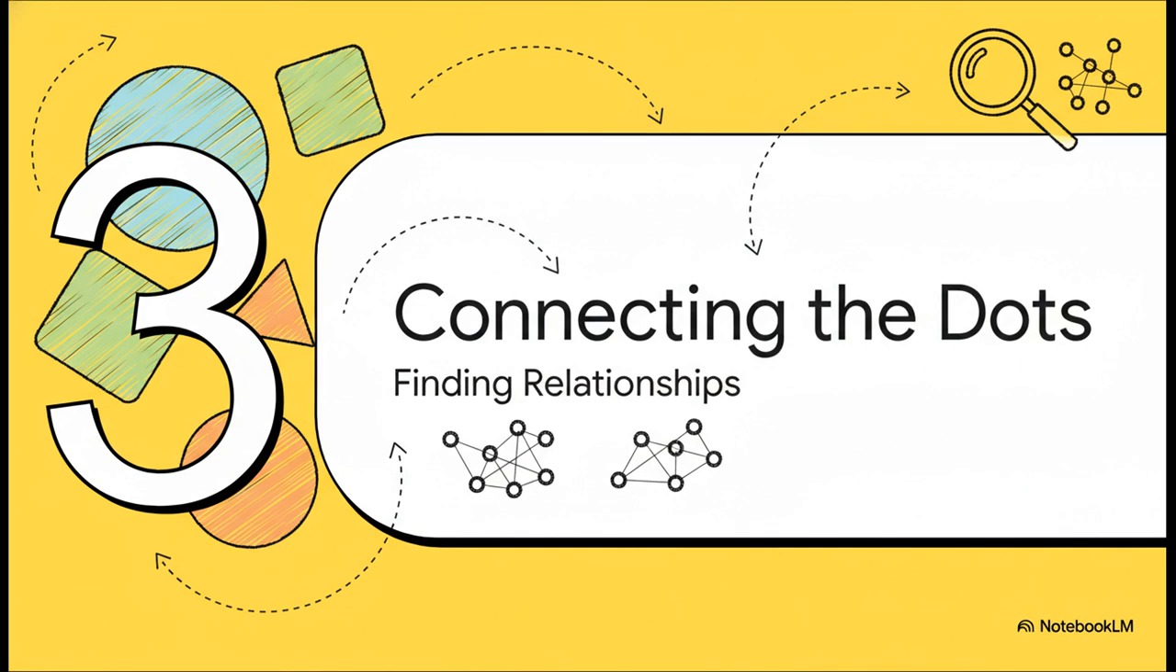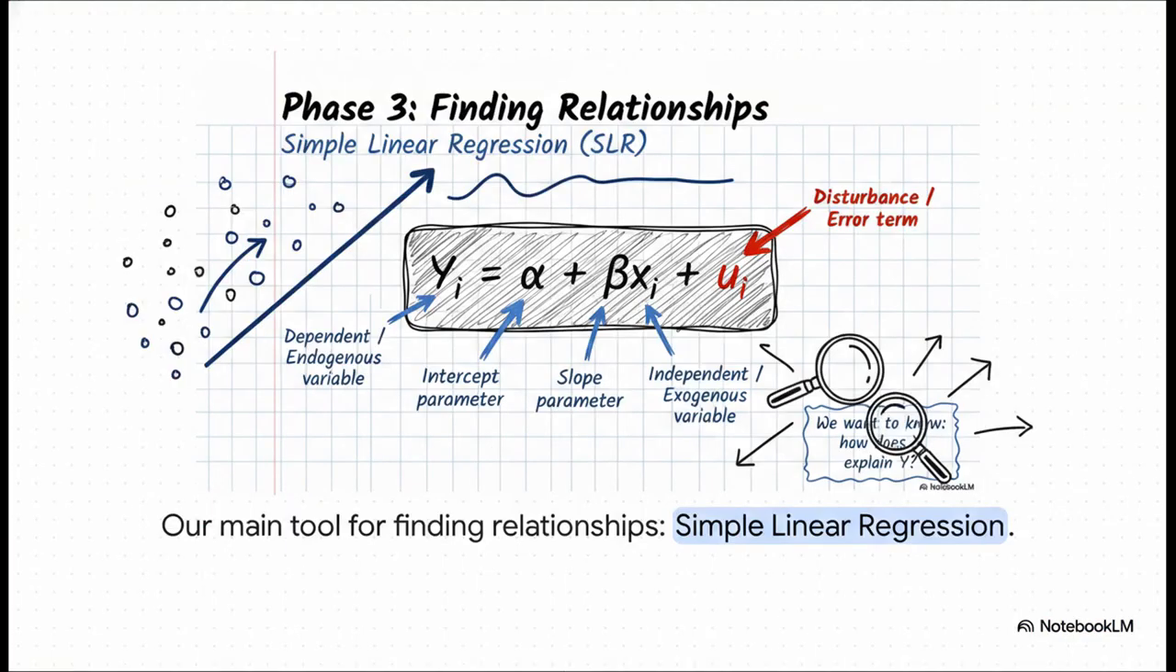This is where we move beyond just describing single variables and start to uncover the hidden relationships between them. This is where it gets really powerful. Our main tool here is something called simple linear regression. Now, don't let the equation intimidate you at all. We're essentially just asking a simple question. How does X explain Y?